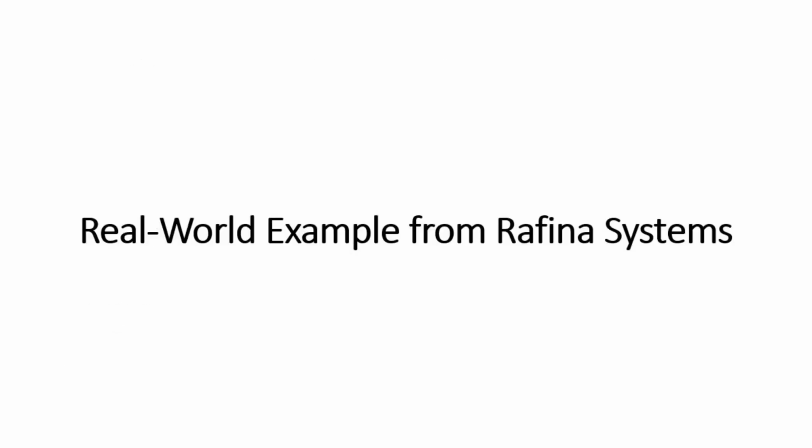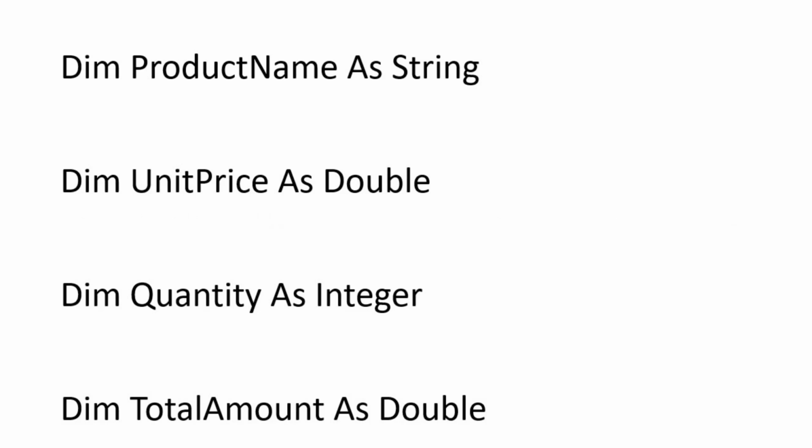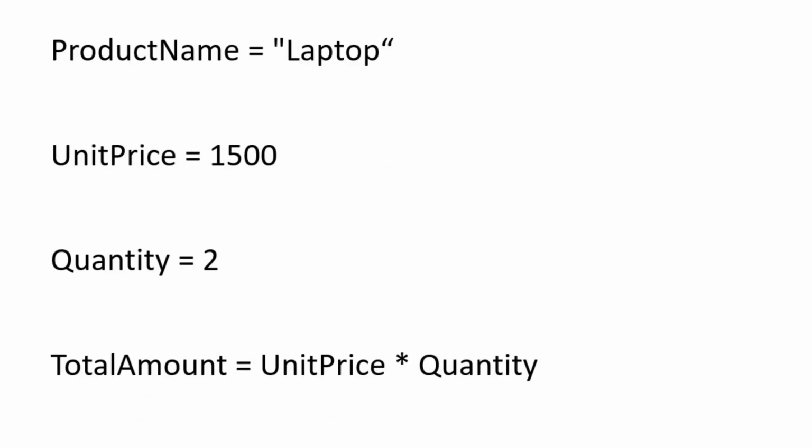Let's take a look at this real-world example from Rafina Systems. Let's imagine we are building Rafina POS. We would say Dim productName As String, Dim unitPrice As Double, Dim quantity As Integer, Dim totalAmount As Double. We will then assign these values: productName will be Laptop, the unitPrice will be 1,500, and quantity is 2.